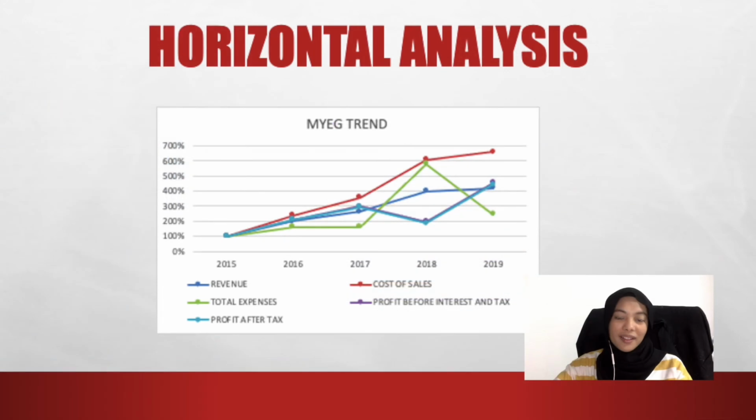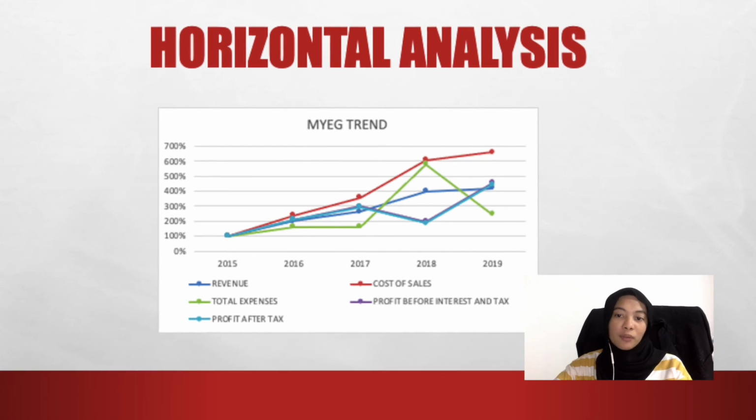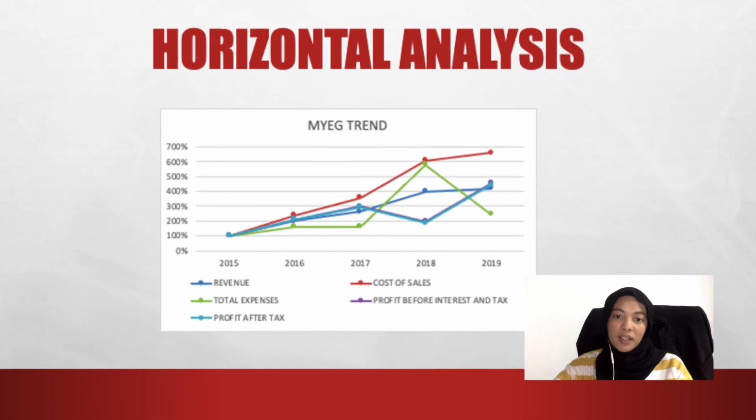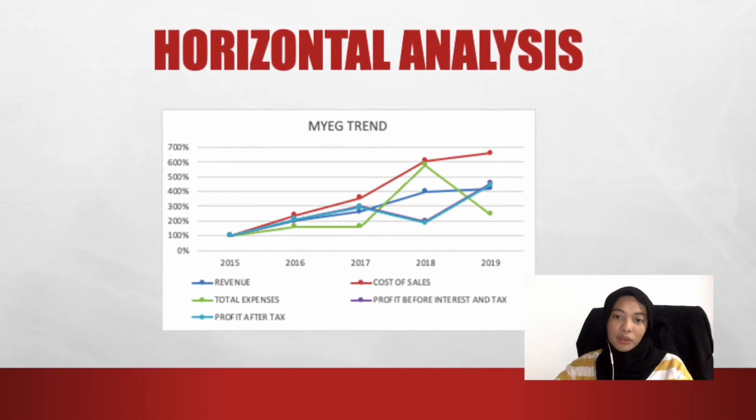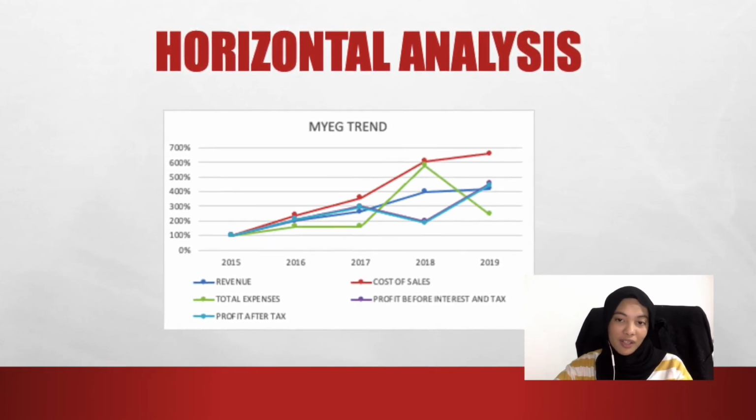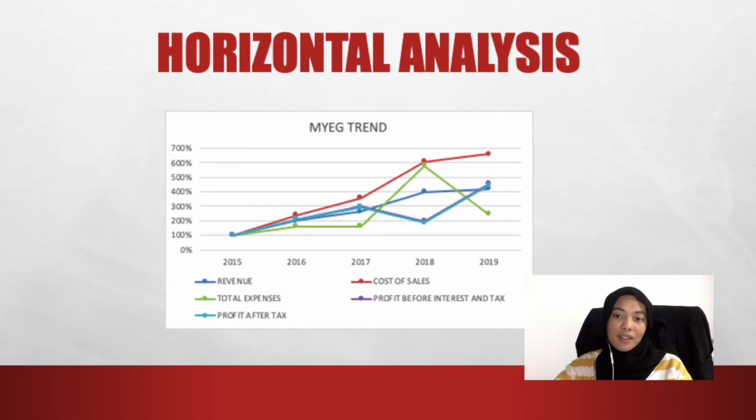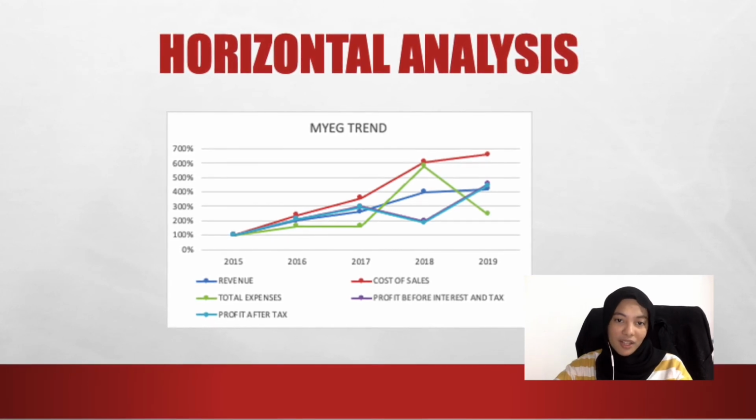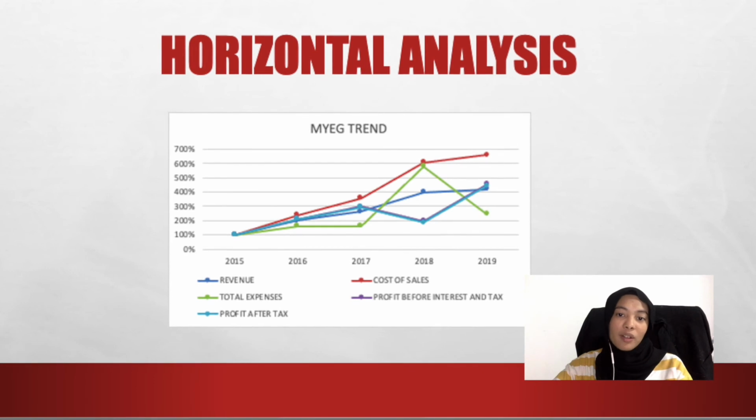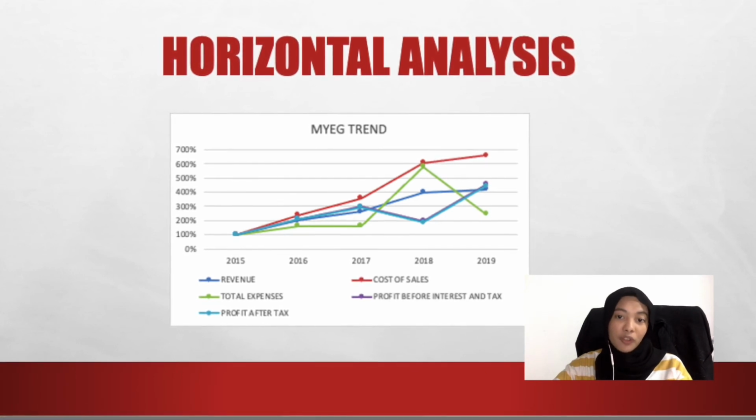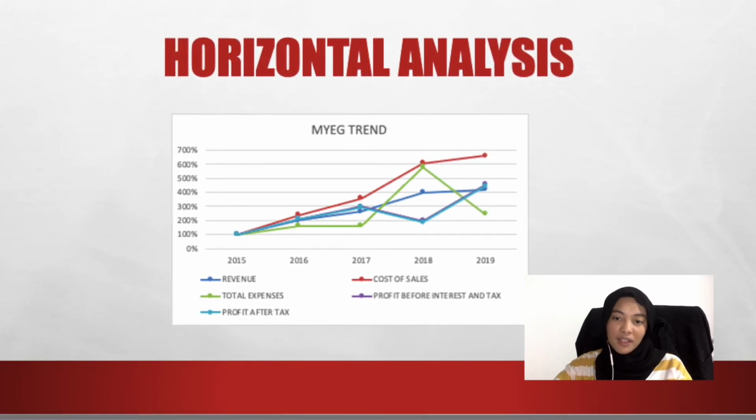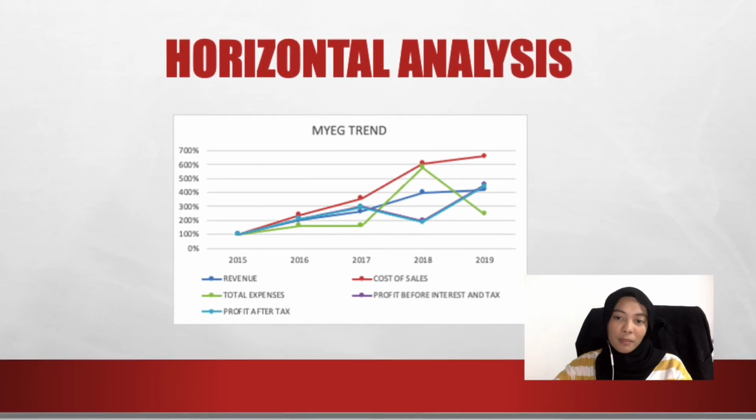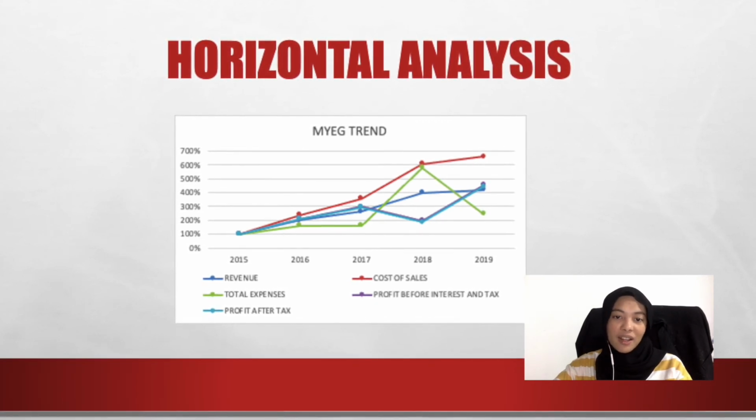The horizontal analysis in MyEG: the revenue, as in the chart, is an uptrend over 4 years, from 2015 to 2019. Cost of sales trends were an uptrend between 2016 and 2019. MyEG total expenses from 2016 to 2018 was an uptrend but going down to 244% in 2019. This is due to the company wanting to increase their net profit.